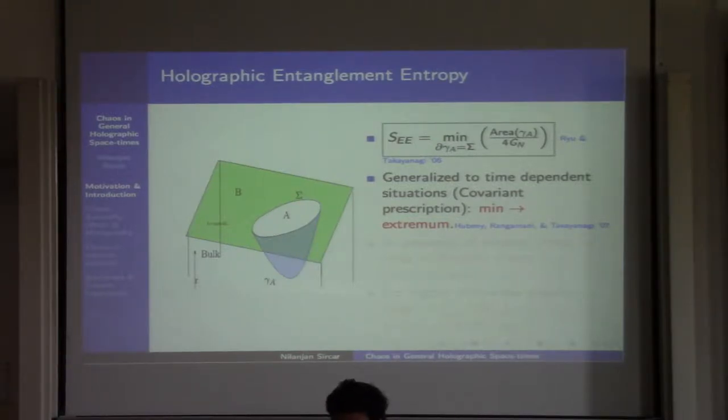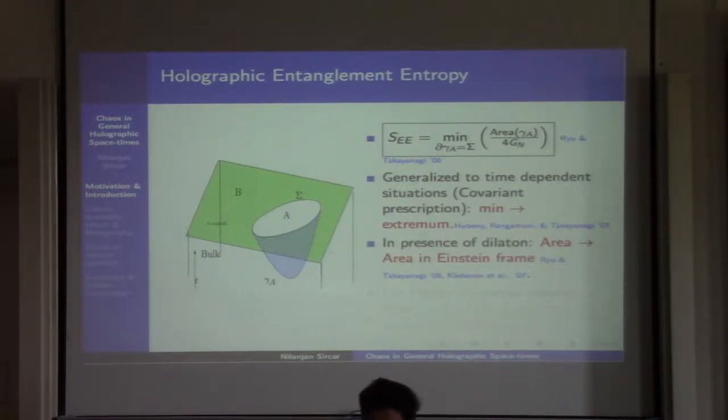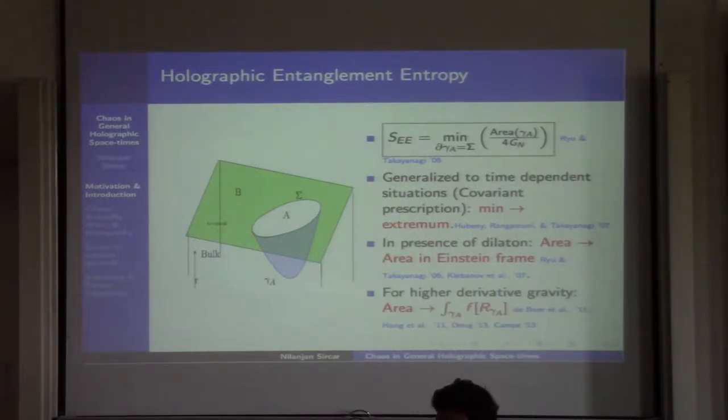Basically, one simple way is that rather than doing minimization, you have to do some kind of extremization. We are going to use this generalized principle because we have a time-dependent situation. In the presence of a dilaton term also, there was a generalization, where the prescription is to take the area in Einstein frame. For higher derivative gravities, this was also generalized some time back, and basically, instead of area, you have to minimize some functional of the curvatures on this surface.